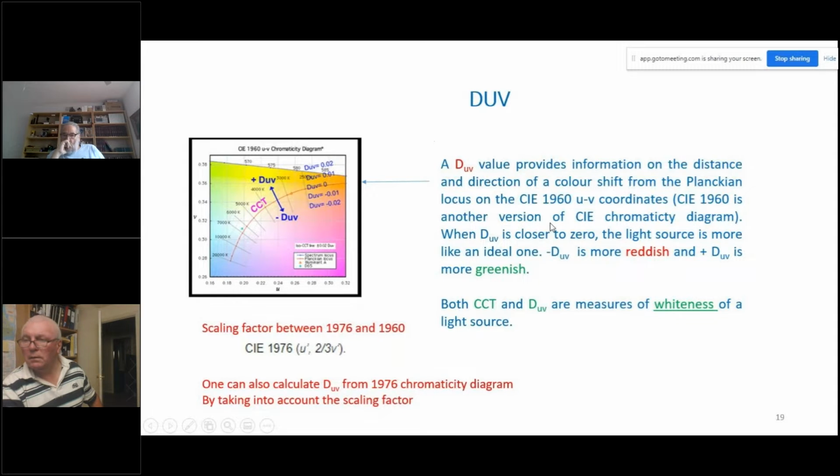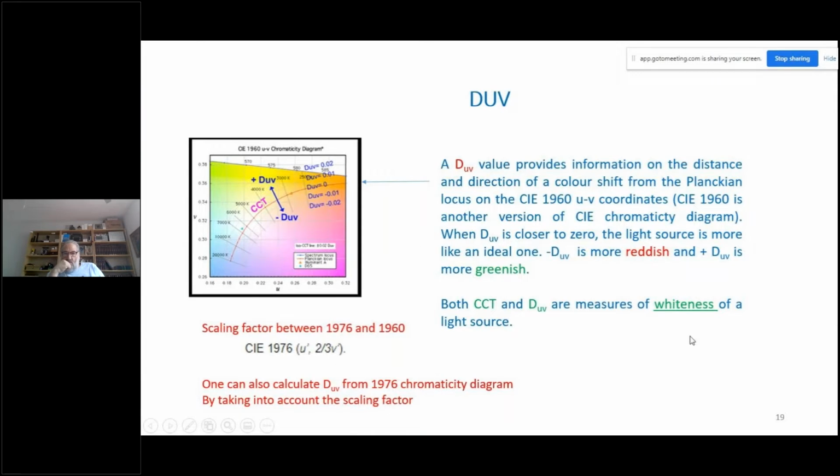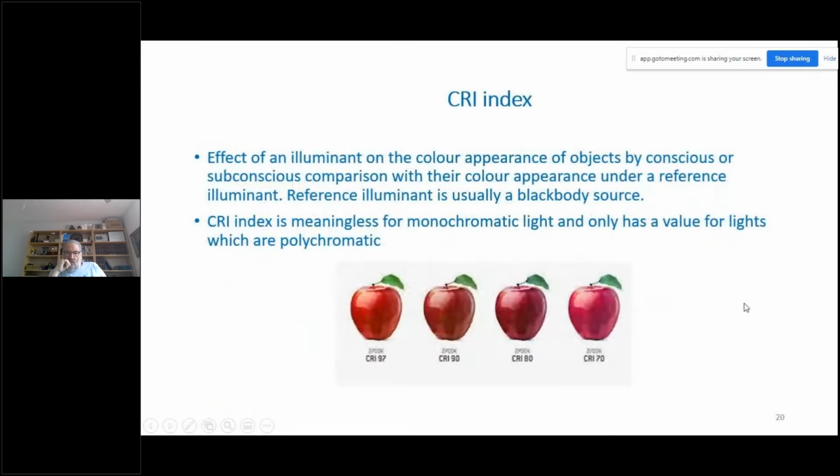This DUV is calculated from the 1960 UV diagram. You can also calculate it from the 1976 because there's a scaling factor: two-thirds of v prime is equal to v. But we are not getting into the details of that, just to understand what DUV is and how it is calculated. It's like a black box, so the value is given to you.